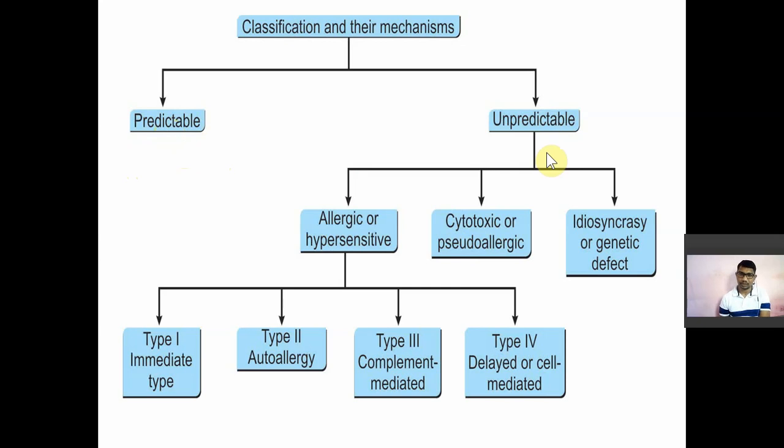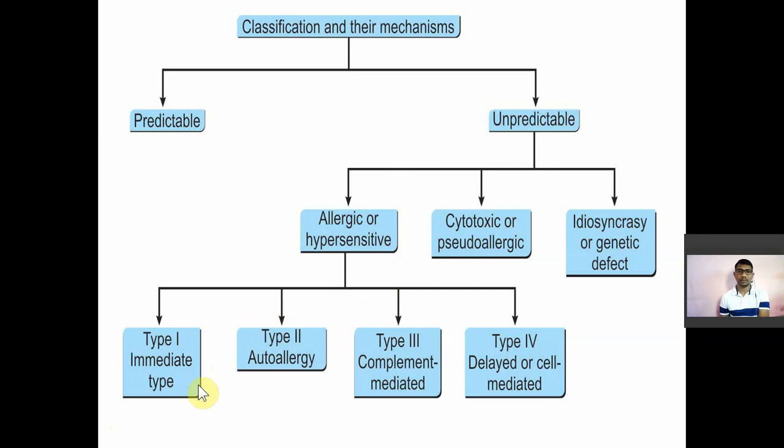Now, unpredictable ones you cannot predict. For example, allergic hypersensitivity reaction, then cytotoxic or pseudo allergic reaction, then idiosyncratic or genetically mediated adverse drug reaction. So you cannot predict these kinds of adverse effects. Okay, in allergic reactions you also have different subtypes: type 1, type 2, type 3, type 4. So allergic reactions are also classified into different types.